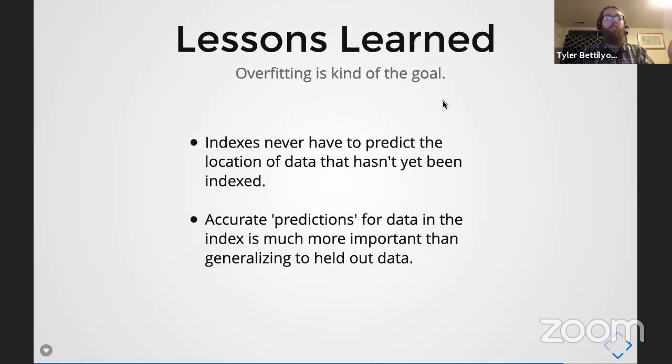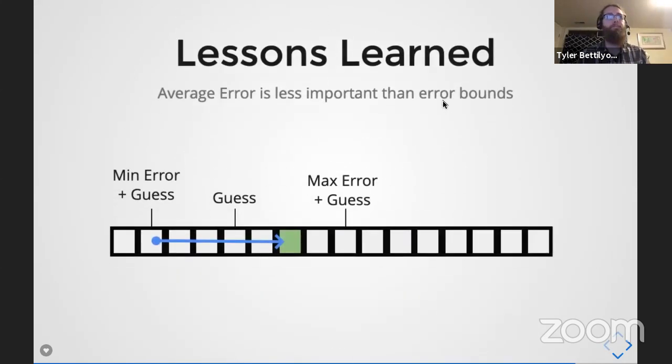I already mentioned this earlier in the talk, but one of the things they note is that overfitting is kind of the goal, at least with the structures that we were looking at, because we're only working on read-only data. So we never have to retrain the model because we're never dealing with writes. I think that's pretty interesting.